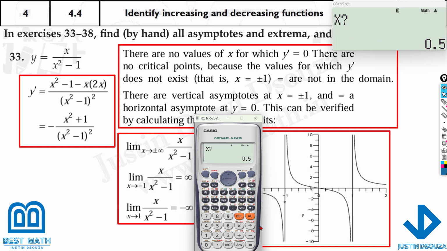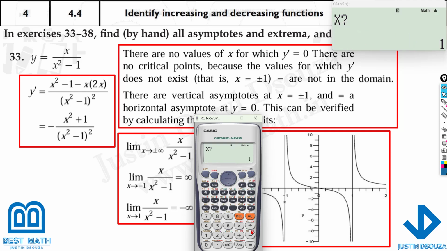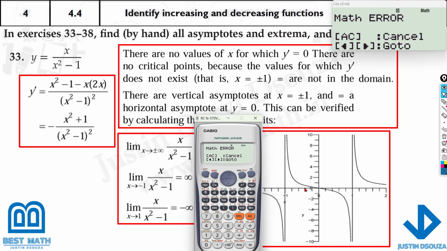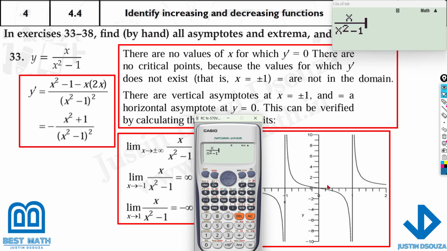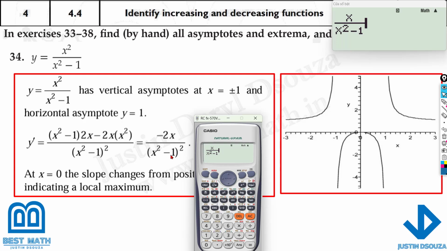And what about negative 1 or positive 1? It's math error, and even for negative 1 it will be math error, because those are the asymptotes. So similarly, you can choose any other points and figure out which is the correct graph. And here as well, you will have 4 graphs. All you need to do is select the correct one.